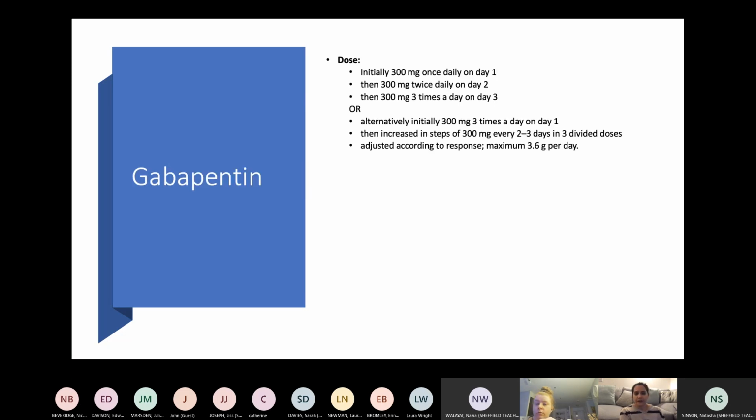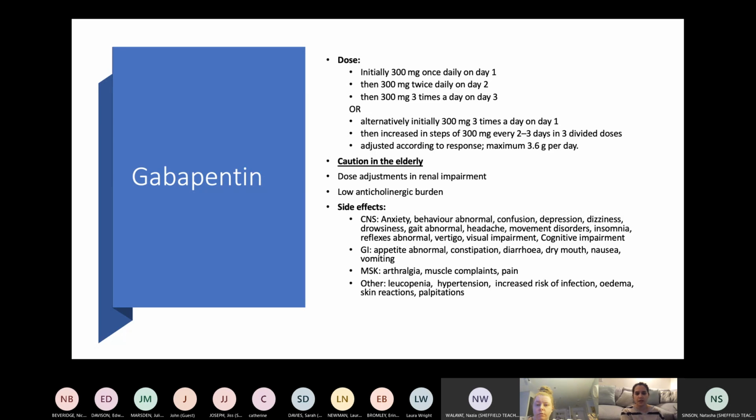So gabapentin, this is what the dosing suggests in the BNF. For an older person, I'd probably go for the top option because it starts you at a lower dose. And I think that's probably the safer way to go for an older person. And I wouldn't be escalating necessarily to the heights of 900 milligrams 3 times a day, which you can give. It does state to be cautious in the elderly. And there are dose adjustments in renal impairment, but it does state that it's got a low anticholinergic burden, which is why it's probably better than amitriptyline to use.